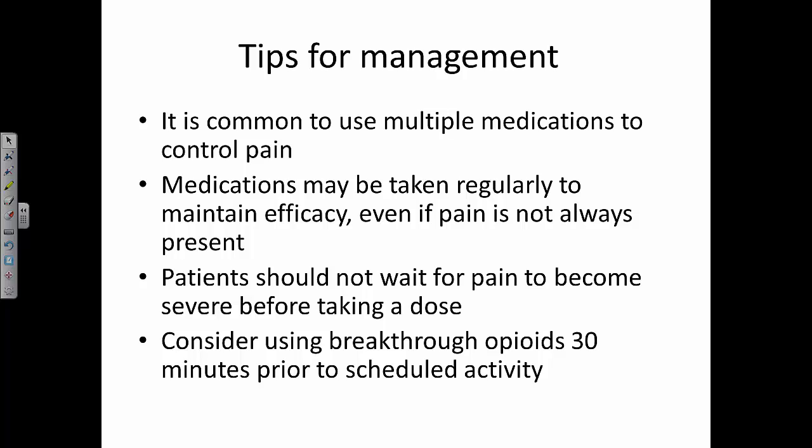Patients should not wait for the pain to become very severe before they take a dose, and it's also prudent to consider using breakthrough opioids 30 minutes prior to a scheduled activity. So if you know that a patient has severe pain anytime they get out of bed, if they'd like to get up and go to dinner, consider giving them a dose of their opioid 30 minutes before mealtime. That way, when they do go to get out of bed, they'll be covered with some level of pain relief.